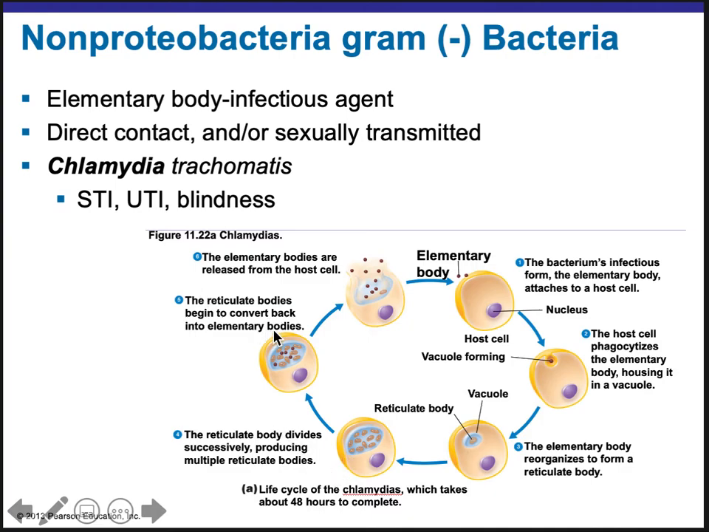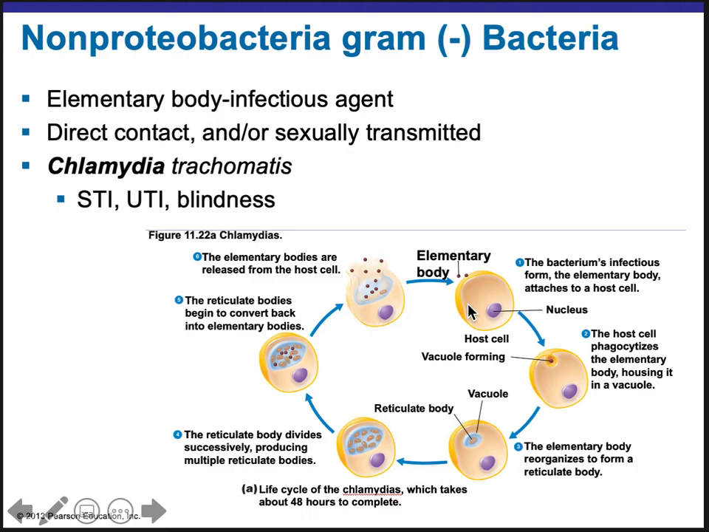And then once you've had a bunch of cell division, the reticulate bodies start to convert back into the elementary bodies, at which point then the vacuole will rupture. The elementary bodies will be released from the host cell, so the cell itself also ruptures, and then that releases a bunch of the elementary bodies into the environment, and it will then infect all the cells that it lands on, and then this will be repeated over and over again.